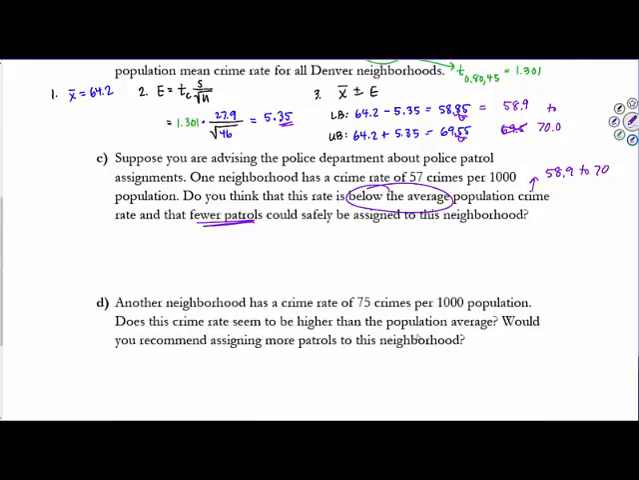Alternatively, if one neighborhood had a high incidence of crime that we see to be above the true population average, well outside of our confidence interval, then maybe we would need to assign more patrols to this neighborhood. So that's just a nice short example of how we can use information from confidence intervals to make decisions.